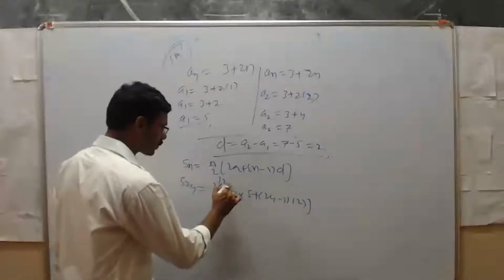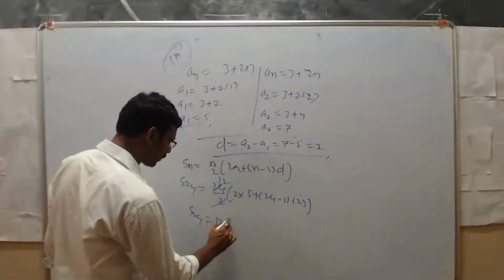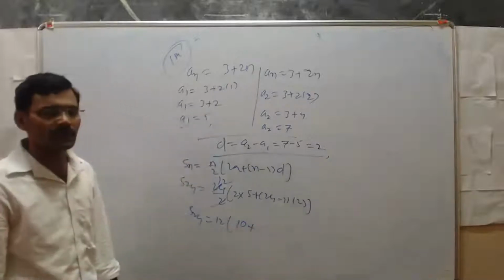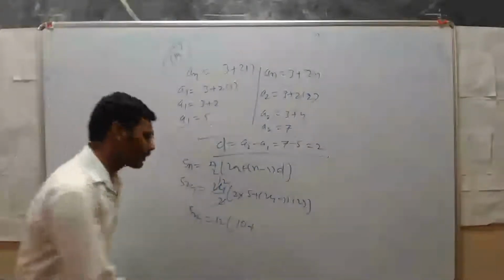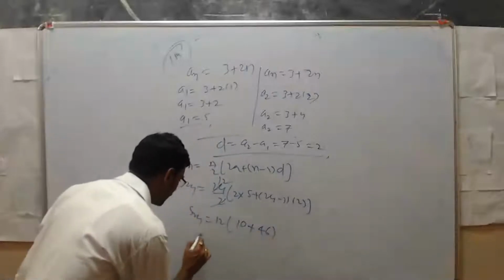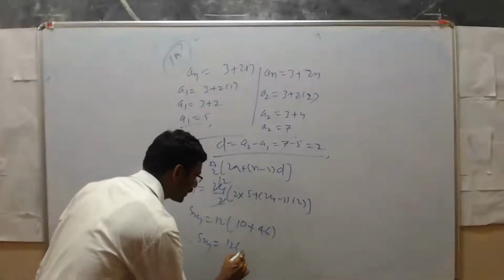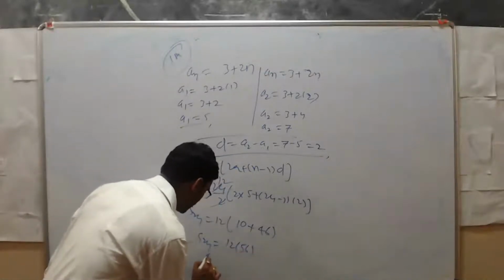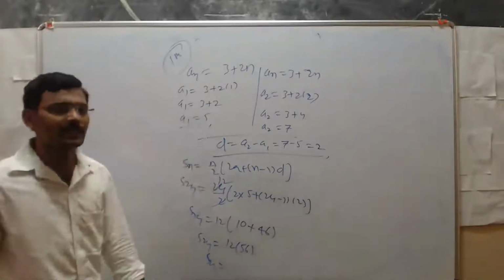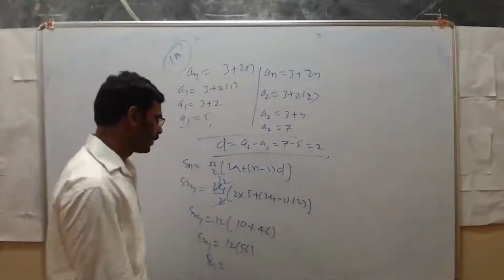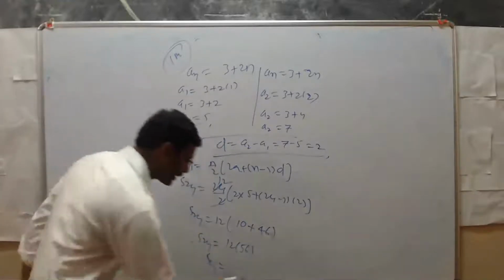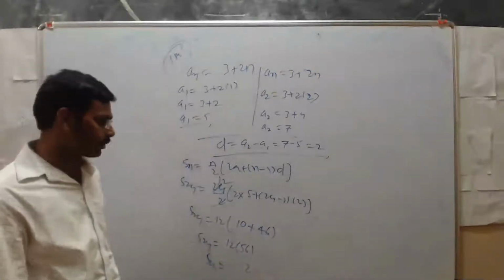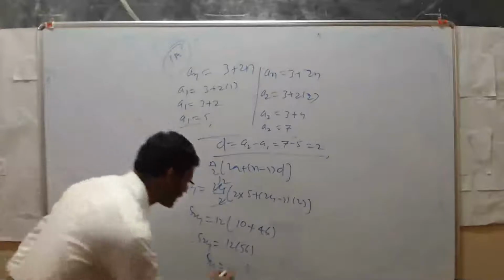2 1s are 2, 12s are... Yes, 24 is equal to 12 into 5 2s are 10 plus 24 minus 1 is 23. 23 into 2 is how much? 46. Then 10 plus 46 is how much? 56. Then yes, 24 is equal to 56 into 12. 56 into 12: 6 2s are 12... 6 6s are 72, carry 7, 12 5s are 60 plus 7, 67.